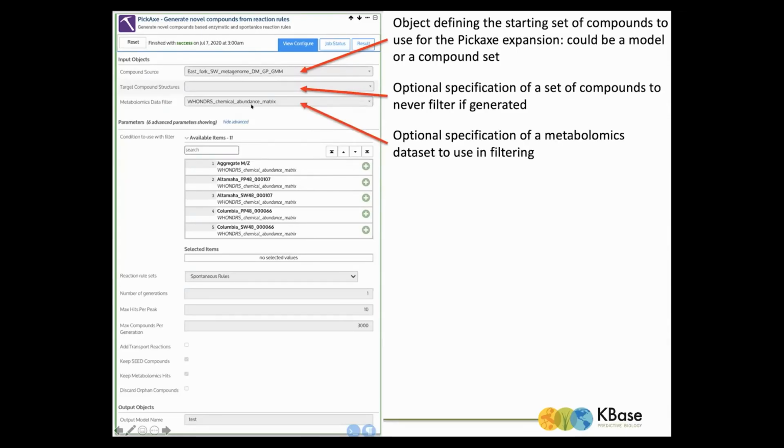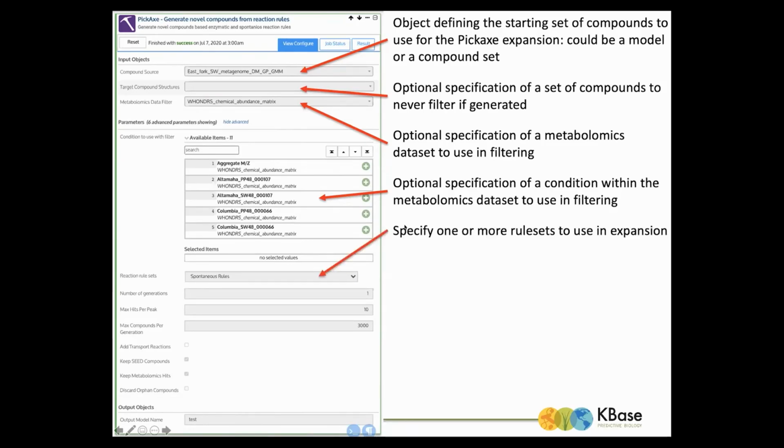Here's where you give your metabolomics data. You give it this chemical abundance matrix. And you can choose not to specify a condition if you want, and it will just try to hit any metabolite that's mentioned in this matrix, or you can specify a condition here. Then it will only choose, remember your conditions are presence, absence, so the way it chooses is if there's a non-zero value, it's going to assume it's there and choose it.